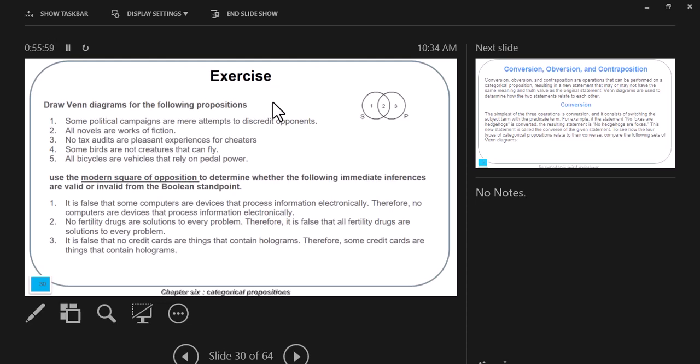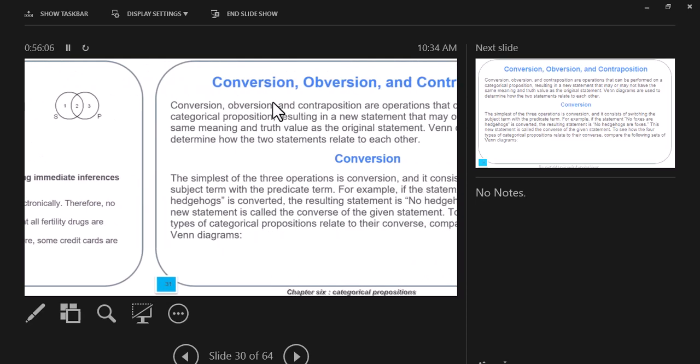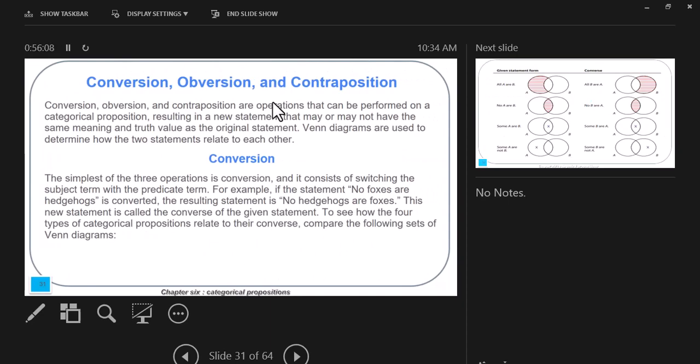Yes. We can use a square of opposition, from the Boolean standpoint or from the Aristotelian standpoint, to identify the validity of immediate inference.